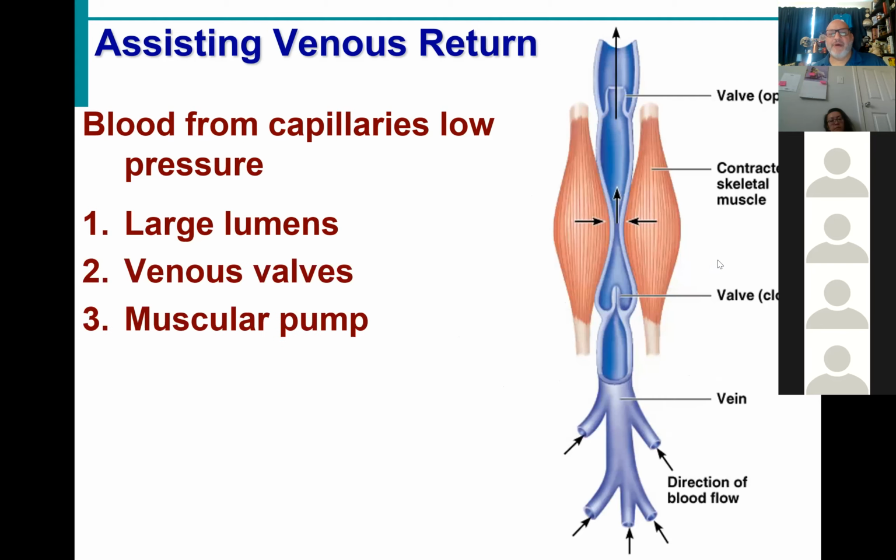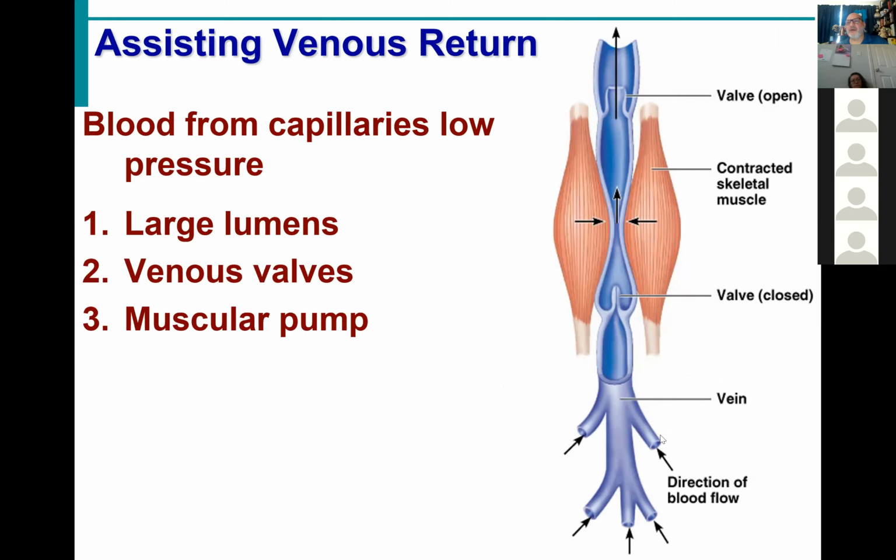We talked about those one-way valves and how that muscular pump can help in this process. But there's one other important type of pump. And that other important type of pump is what is known as the respiratory pump.